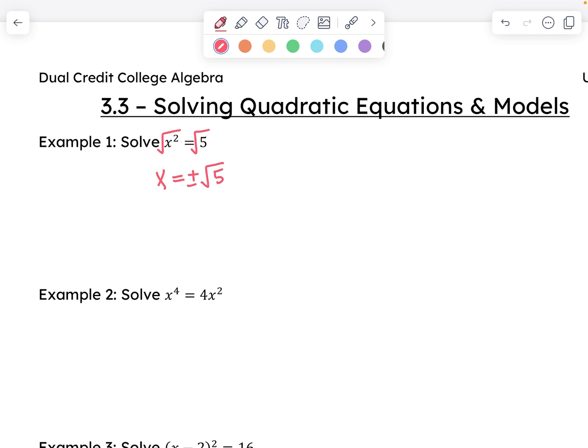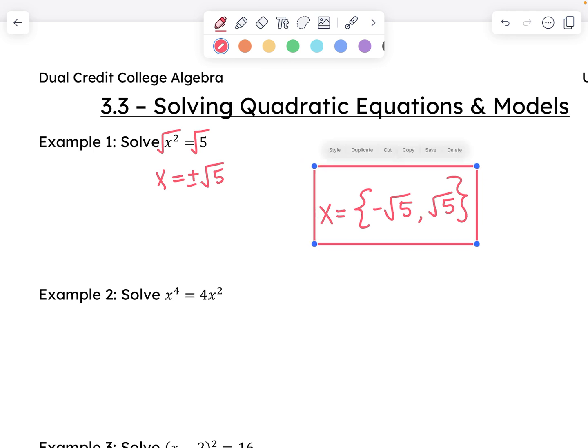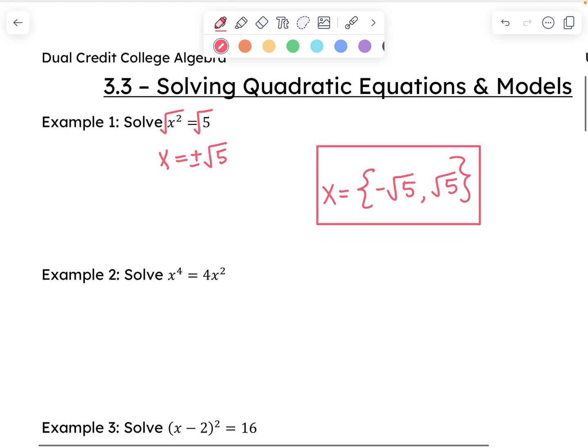When we write our answers, we're going to write it as x equals, use our curly brackets, negative square root of 5, comma, square root of 5. We got two answers, so we separate them with a comma, and there are our answers. Some of them require just a little bit more work.